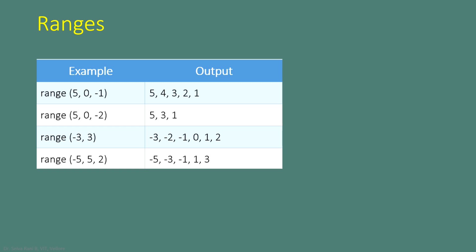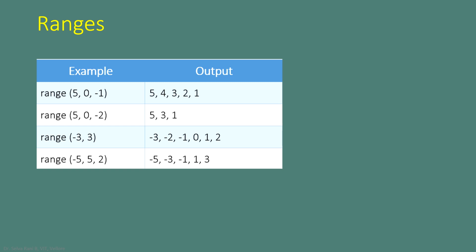What happens if the step value is minus 2? We start with 5. So 5 minus 2, it is 3. 3 minus 2, it is 1. But 1 minus 2, it is going beyond the value of 0. So the generation stops here.